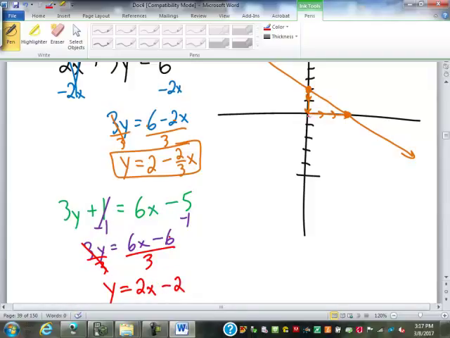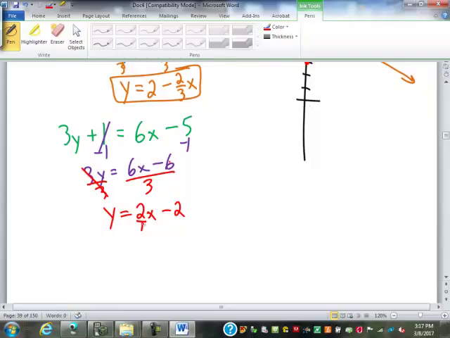So where does this one start? Negative 2, and from there it goes up 2 over 1. So make that a fraction by making it 2 over 1.